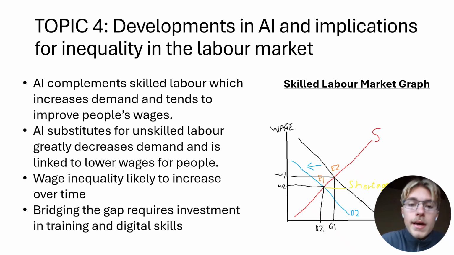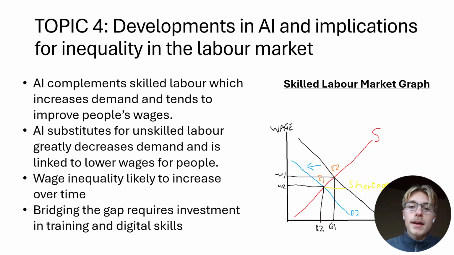Now, topic 4 here is developments in AI and implications for inequality in the labour market. AI is obviously transforming the market, there is no doubt about that. Using a basic microeconomic labour market framework, we can think of the market as split into two groups, skilled and unskilled labour. It's very simple.